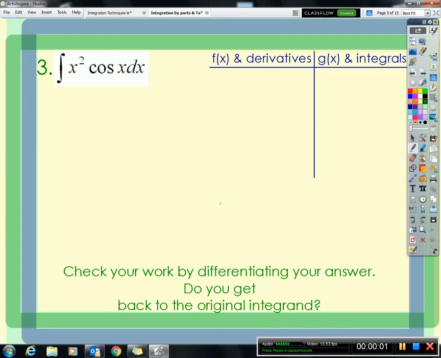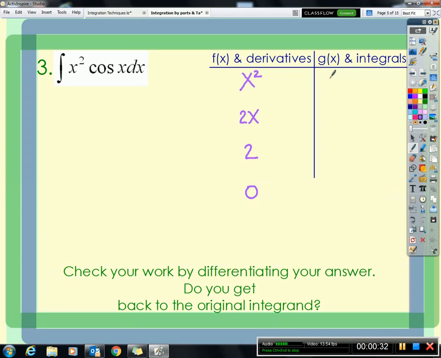Now, let's build on the little video clip you just watched, and let's do a couple more examples together. So, when I look at number 3 example, I'm going to let f of x be x squared. Its derivative is 2x. Its derivative is 2. Its derivative is 0. So there's my column of repeated derivatives until I dissolve to 0.